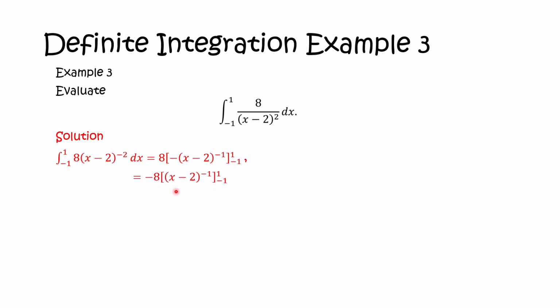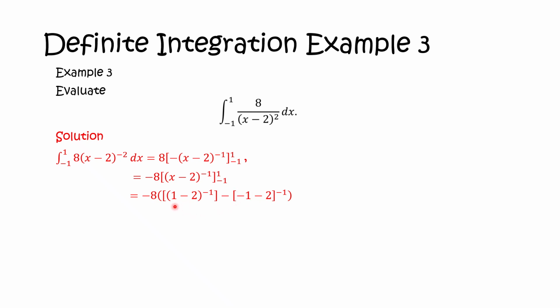Right, so the next step is to simplify that before we apply the substitution for the limits. So we can take out the negative so that we have negative 8 outside. Then we substitute with our limits. And recall, we start with the upper limit.